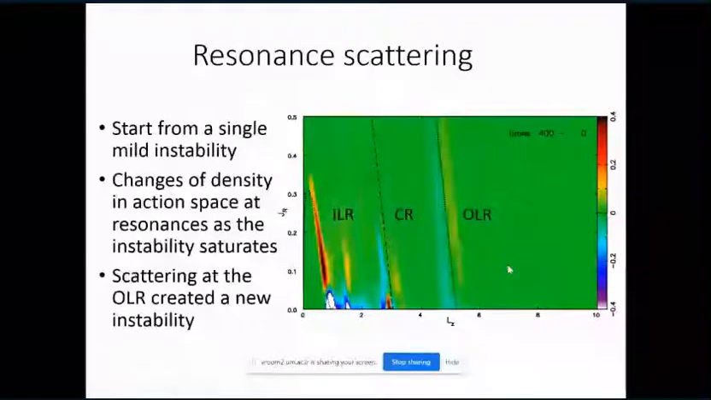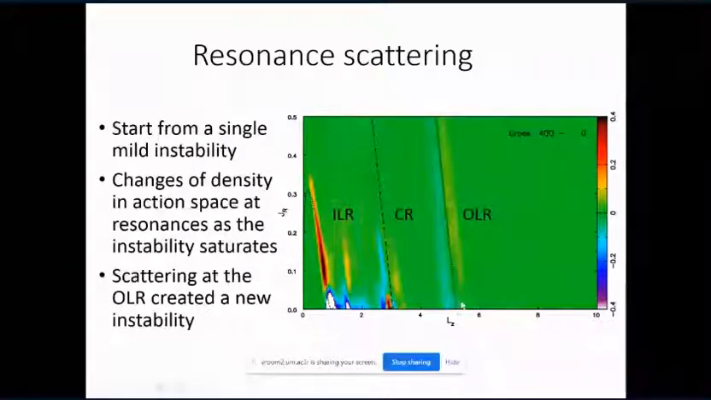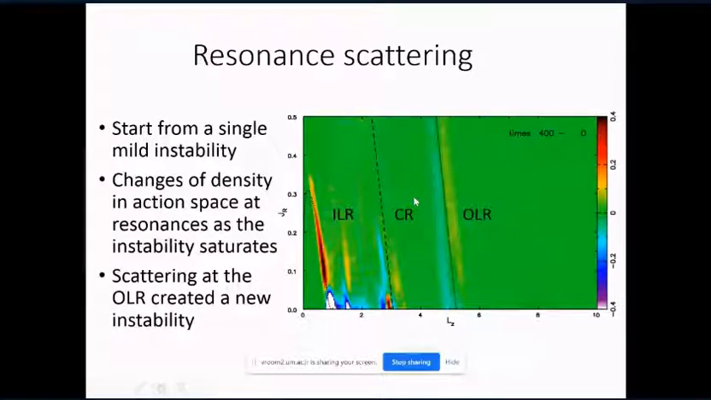Now, most recently, I've really understood exactly how one spiral wave can excite another one. If you have a very simplified simulation in which you start with one pattern, and you seed the simulation with a single disturbance which has a certain angular frequency. The inner Lindblad resonance would be where this dotted line is, the co-rotation resonance would be where this dashed line is, and the outer Lindblad resonance would be where that line is.